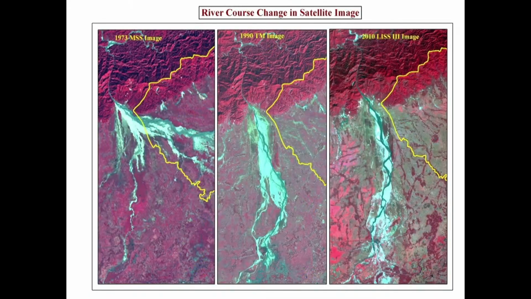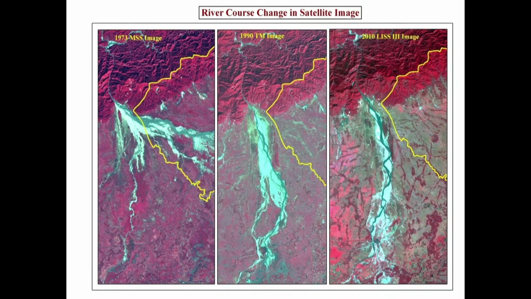So this is the satellite image MSS. I said Landsat MSS from 1972 to 1978. So this one is 1973. Then TM 1990, say 2010, LISS 3 image. This one is IRS, Indian Remote Sensing Satellite data. If we see the river, the course is changing. If we add 2020, there will be more change.